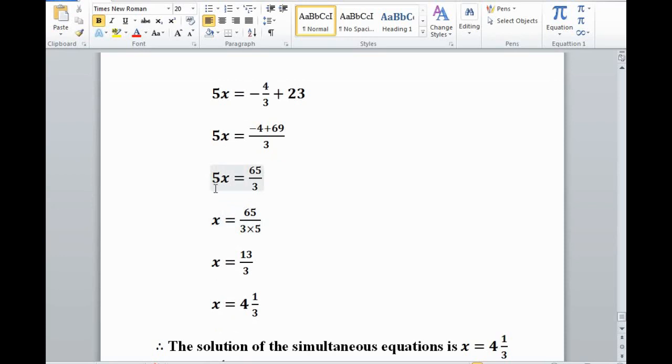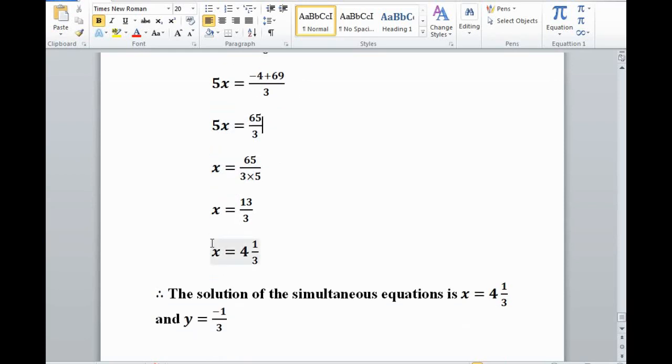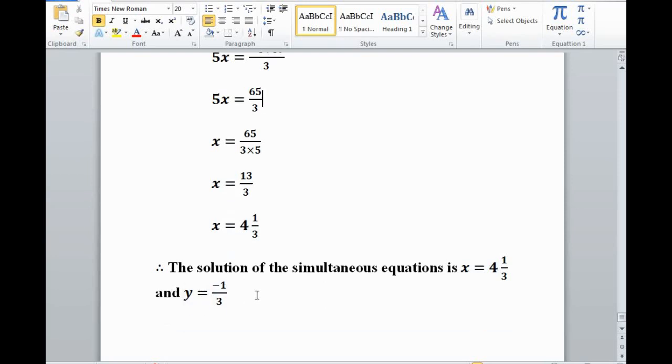And now to find x, I'm going to take this 5 from the left to the right side. So this equation becomes 65 upon 3 multiplied by 5. Now 5 and 65 are multiples of 5, which means 5 ones are 5, and 5 thirteens are 65, so we get 13 upon 3. And if you divide 13 by 3, we get x is equal to 4 whole 1 upon 3. So the solution set of the simultaneous equations is x is equal to 4 whole 1 upon 3 and y is equal to minus 1 upon 3.